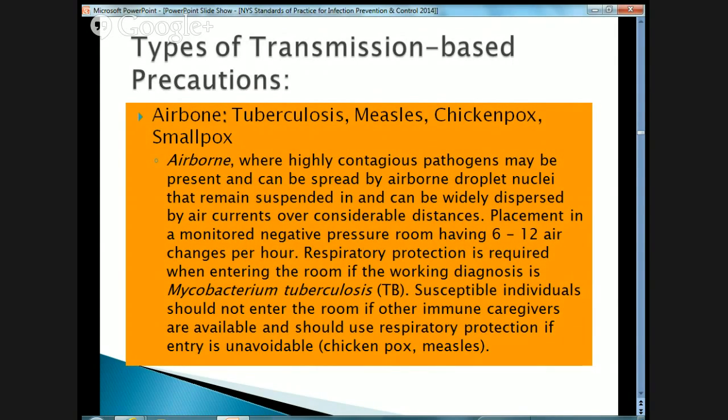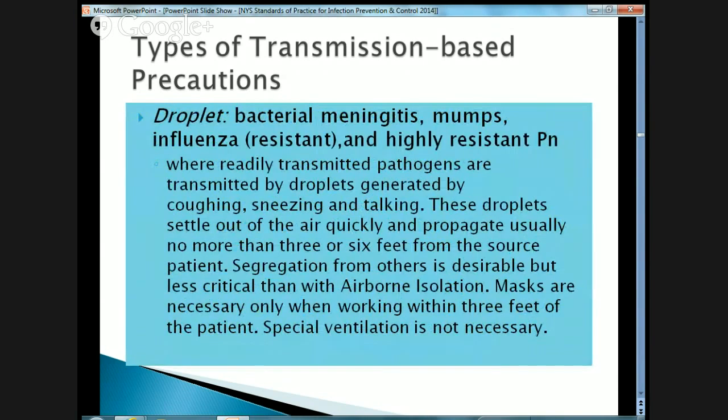In doctor's offices, the best thing you can do is put them in a room and just close the door, giving them a mask until you are able to transport them out. Droplet is bacterial meningitis, mumps, influenza, and any highly resistant pneumonias. Those stay in the air, but only for like 2 to 3, maybe 4 feet, so they tend to drop after that. So having someone in a single room is good.